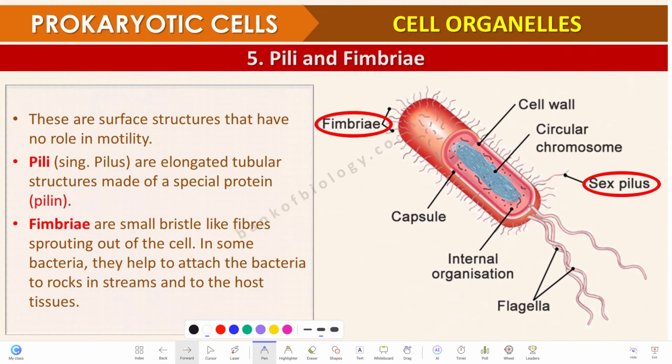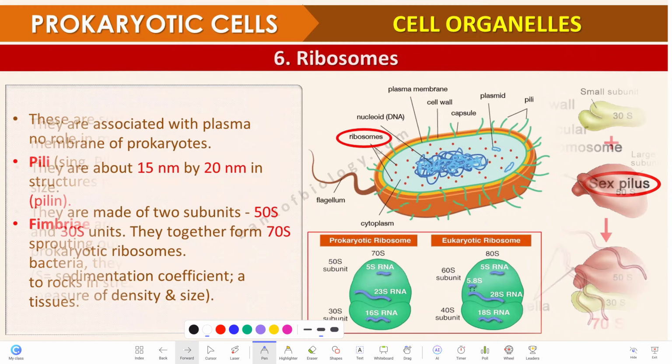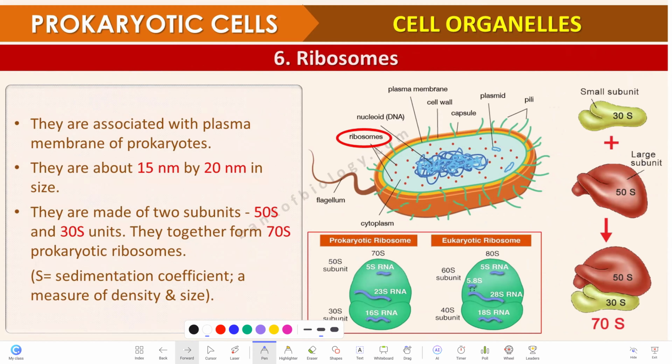Yeah, that's fimbriae. Can you see the fimbriae? What's the use of the fimbriae? It helps bacteria to stick to any surface, or stick to each other. They stick to each other and stick to any surface using this. That's called fimbriae. Then you have ribosome.